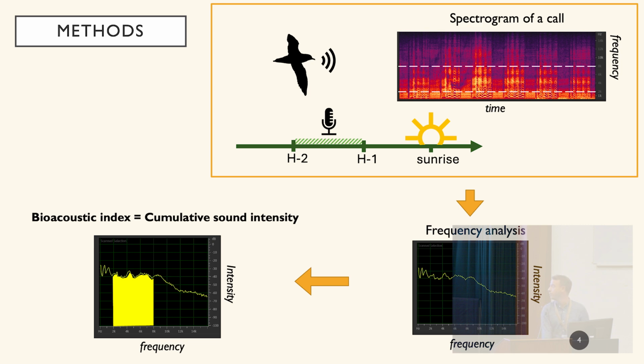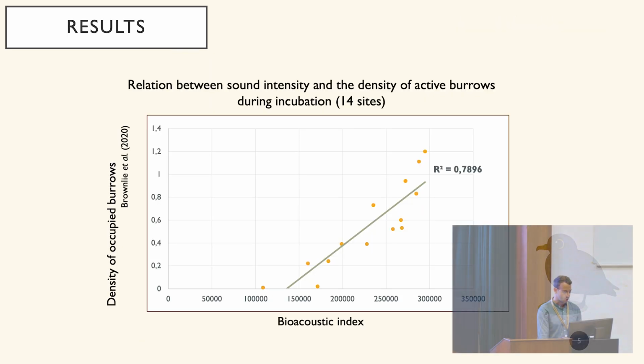And then I'm filtering the frequency to match the frequency range of the call. I'm filtering the lowest frequencies to not get polluted by wind and waves, and the highest ones to not get polluted by other sounds, like crickets, for example. And so in the end, I obtain my cumulative sound intensity, which is my short-tailed shearwater bioacoustic index. And it worked great. I obtained a great linear relationship between the bioacoustic index and the density of occupied burrows. So I can actually have the population trend over the years, which is fantastic.